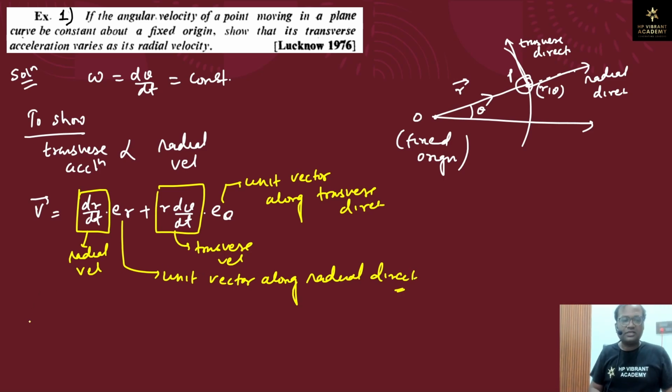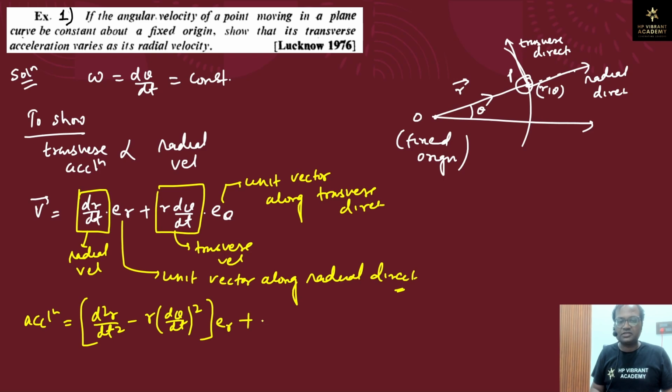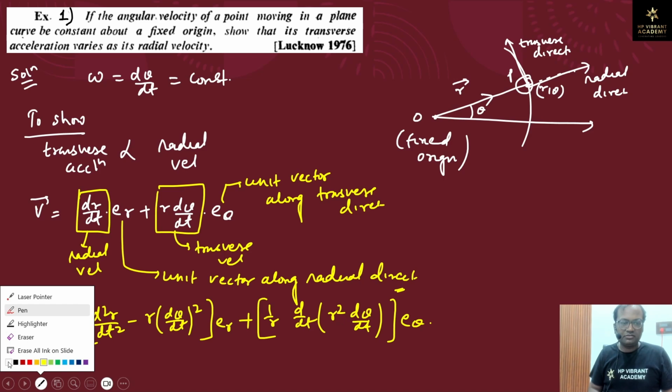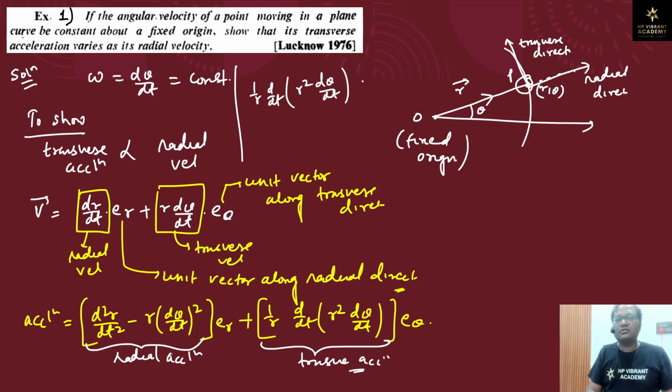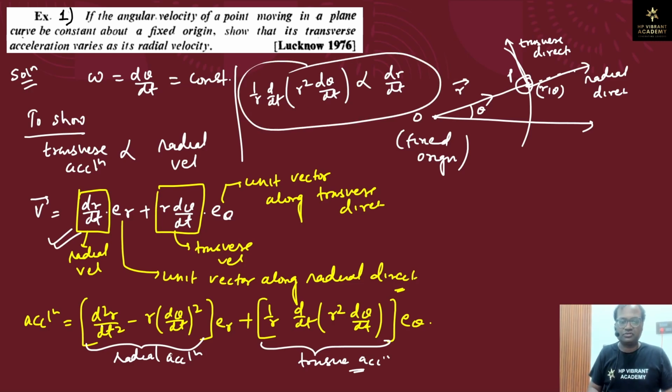Also we have expressed acceleration as d2r upon dt square minus r into (d theta upon dt) whole square, into the unit vector along the radial direction, plus 1 upon r d upon dt of r square d theta upon dt, into e_theta. This is our radial acceleration, and this is our transverse acceleration. So what we have to show is that this transverse acceleration, 1 upon r d upon dt of r square d theta upon dt, is proportional to dr upon dt. Dr upon dt is the radial velocity. So this we have to show.